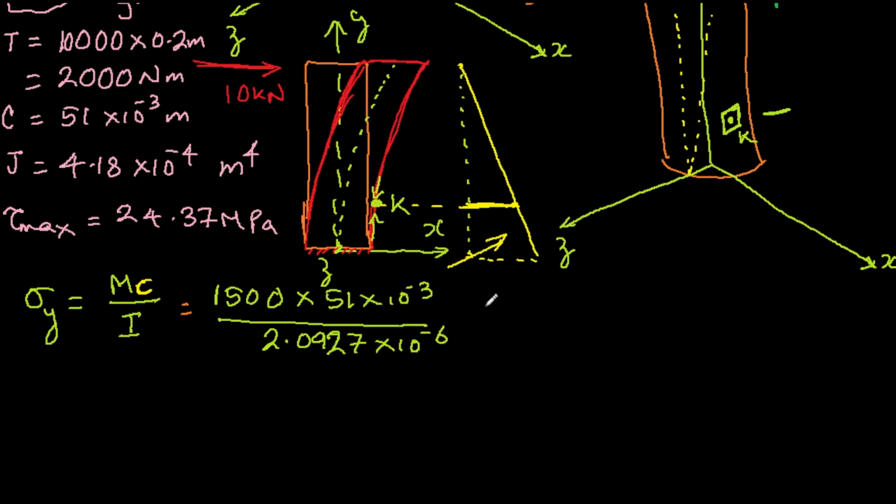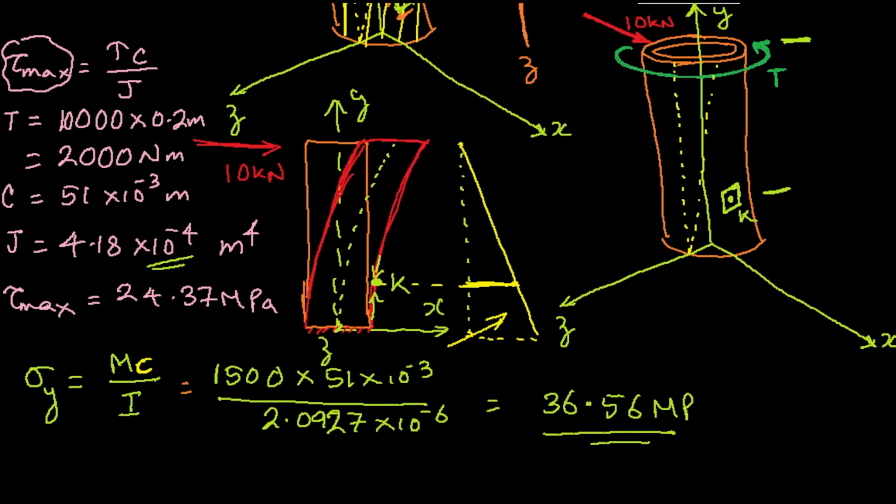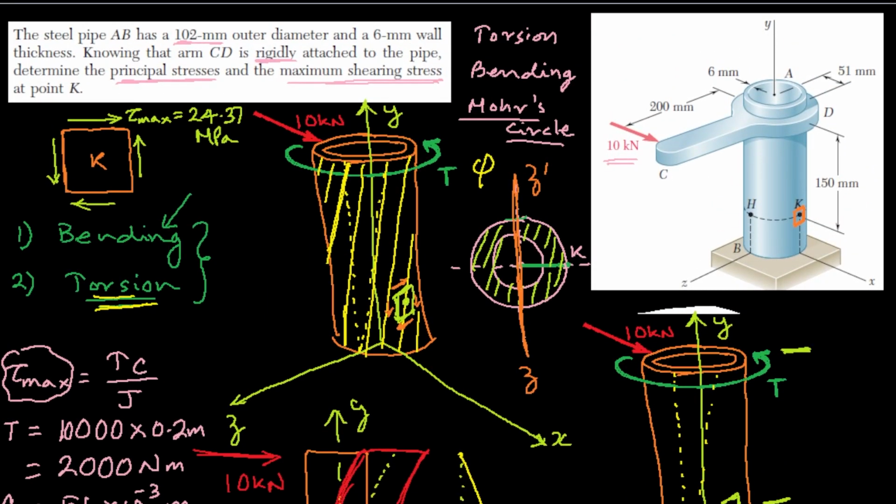Okay, so please do check this number. I'm not very sure of it. That will come out to be 36.56 megapascal. Fine. Now if that's the sigma y, we can go and show it over here.